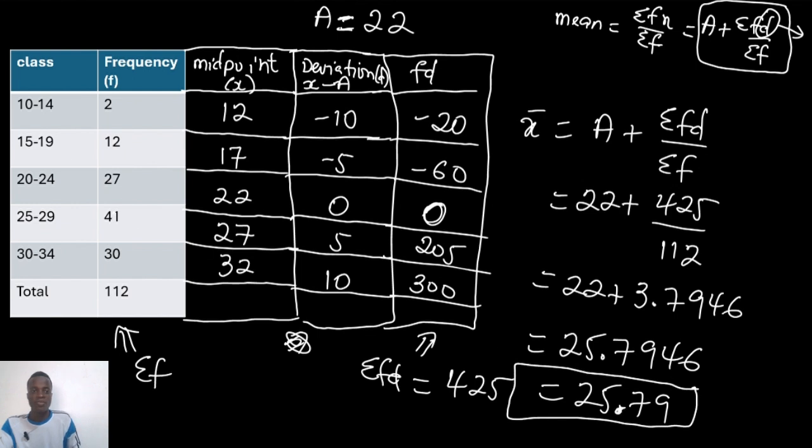You see that the mean will always fall within the range from 10 to 34, right? That's the entire range, from 10 to 34. So we need to find the mean within that range. So yeah, this is our mean for this data type 3.